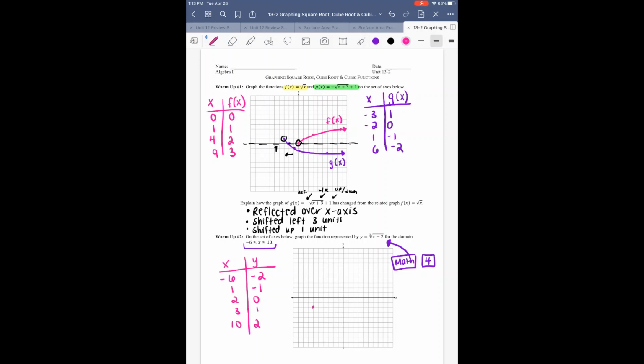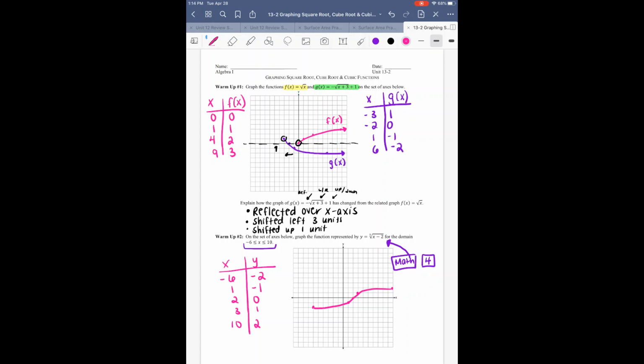Okay. 1, 2, 0, and 10, 2. Okay. So now I'm just going to connect these points, and I want the graph to look similarly shaped as it does on my calculator graph. So it's going to have that cube root curve to it.